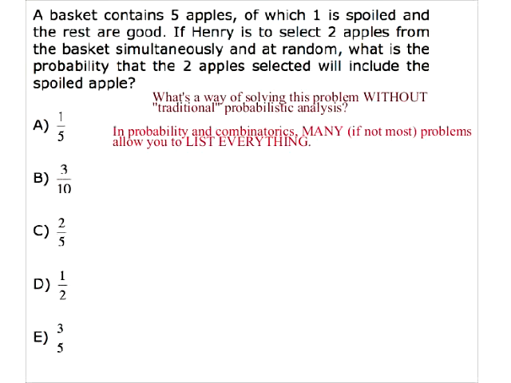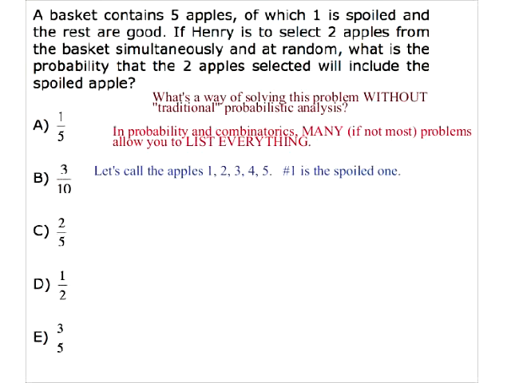How are we going to list this? Well, we could just call the apples 1, 2, 3, 4, and 5. And then let's say that number 1 is the spoiled one.